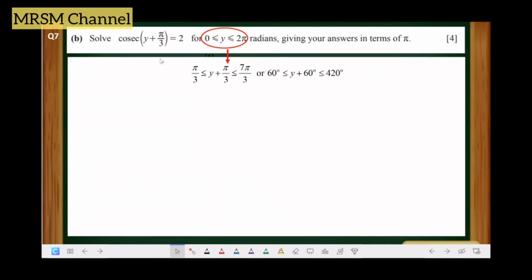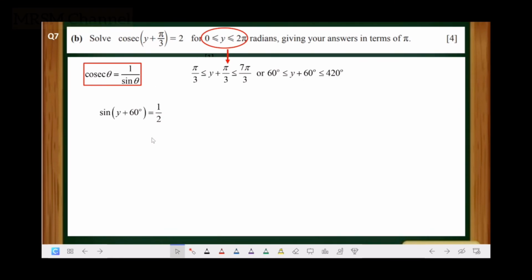Okay. Look at this question. The question first. Okay, we have settled this one. Later we will come back here. Okay, cosecant of y plus pi over 3 is equal to 2. Cosecant theta is 1 over sin theta. Therefore, sin of y plus, okay, teacher converts pi over 3 to 60 degrees, is equal to 1 over 2. So you find the basic angle.